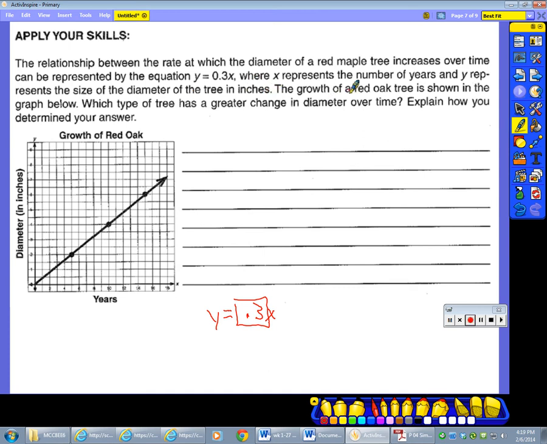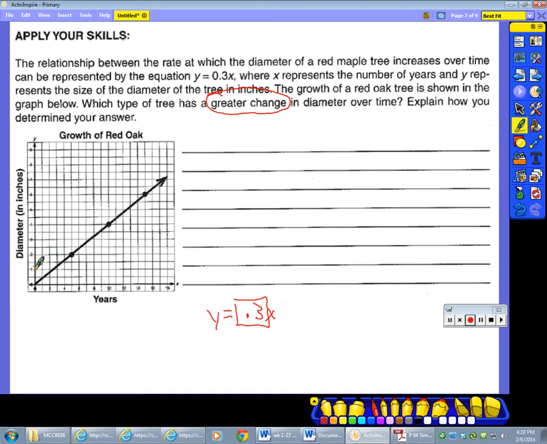The growth of a red oak tree is shown in the graph below. So here's the red oak, and here's the other tree. So I'm comparing these two. And it says, which type of tree has a greater change, okay, over time? So I need to basically find out what's the slope here for this one.